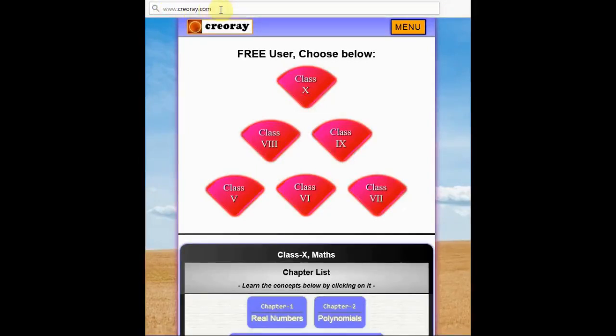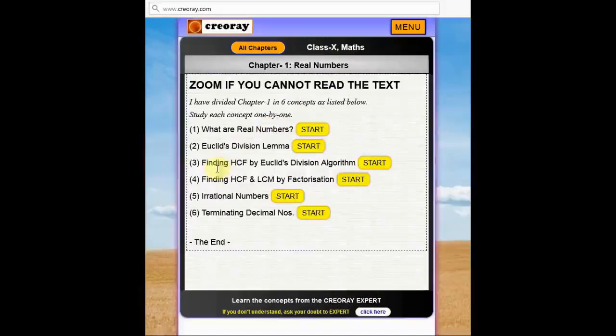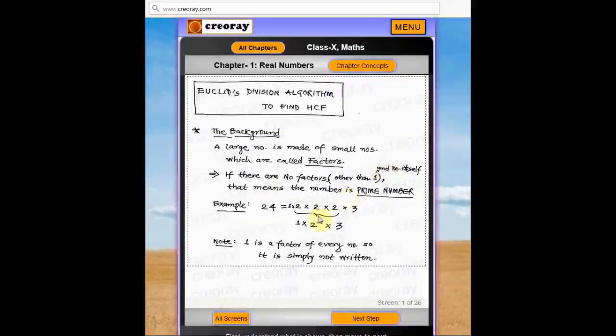www.creoray.com. I select class 10, chapter 1, real numbers, and today let's do finding HCF, the third concept, finding HCF by Euclid's division algorithm. Let's start. I will not go through all the material. I will be going only through important questions.